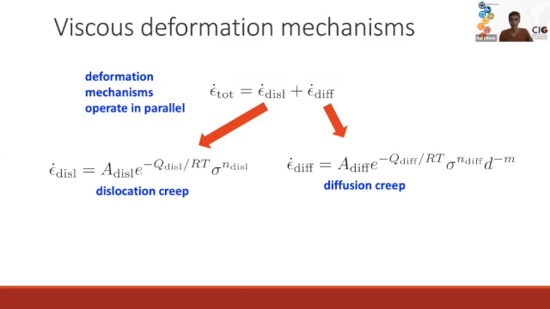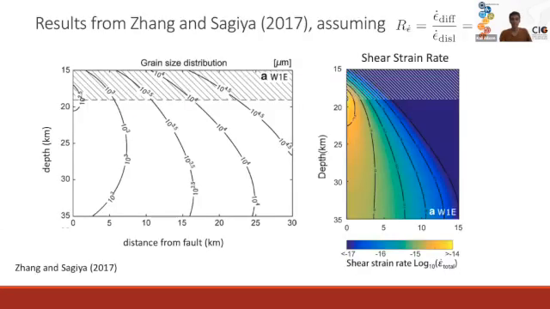At smaller grain sizes, diffusion creep will be the dominant deformation mechanism, and at larger grain sizes, dislocation creep is dominant. One approach to determining the grain size is to use the field boundary model proposed by De Bresser et al. in 1998, who argued that grain size reduction through dynamic recrystallization and grain growth will tend to balance each other out when the ratio of diffusion creep to dislocation creep is 1.